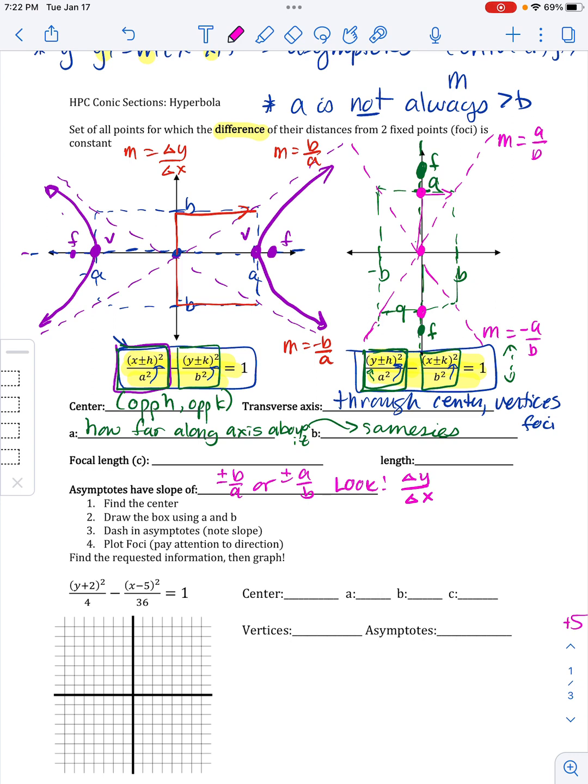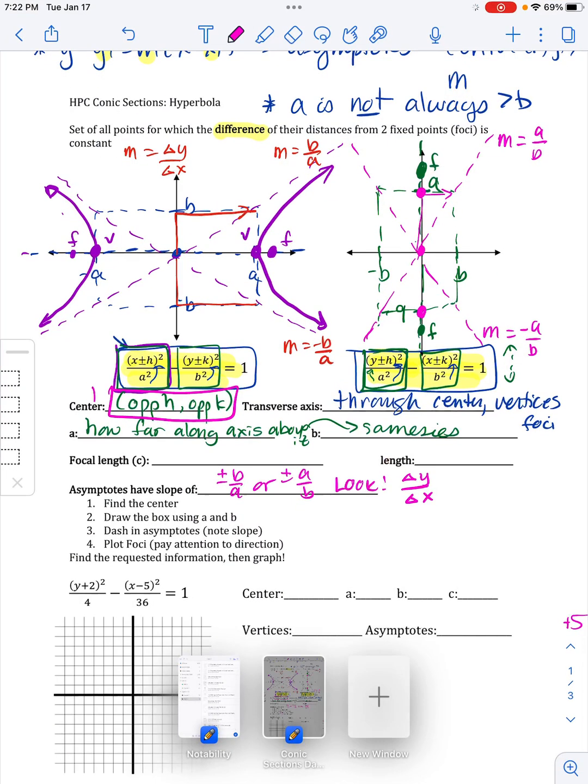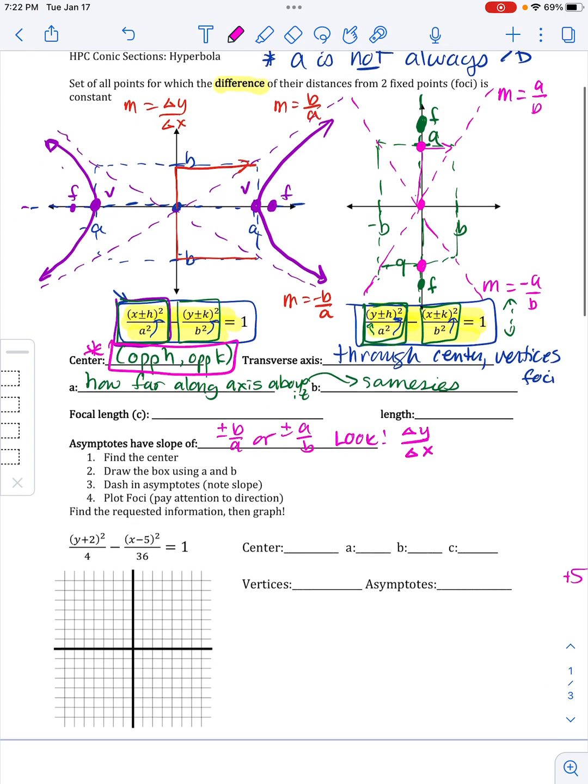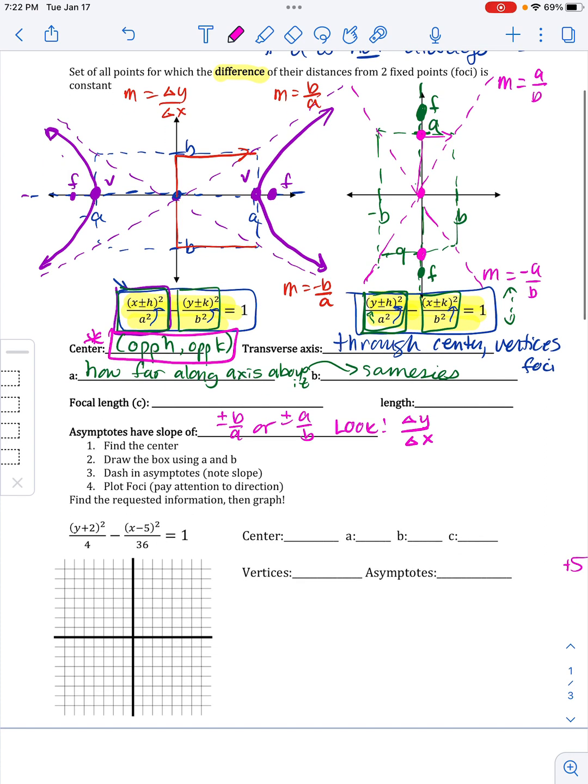Now, one thing that you have to be careful of is when you go to do the center, and I honestly make this mistake all of the time, so watch for this. You have to put the x part of the vertex first. And I'll show you what I mean when we get to our first example.